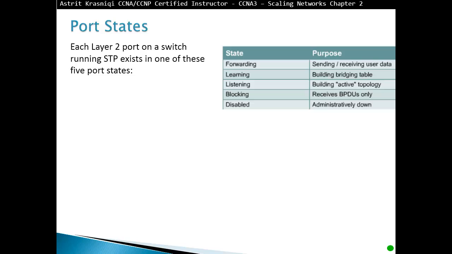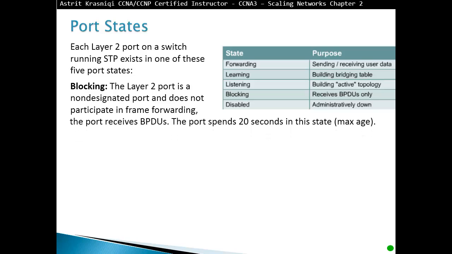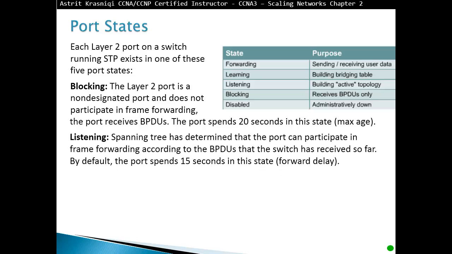Each layer 2 port on a switch running Spanning Tree Protocol exists in one of these 5 port states. So it can be blocking. The layer 2 port is a non-designated port and does not participate in frame forwarding. The port receives BPDUs. The port spends 20 seconds in this state, the max age. So in blocking mode, the bridge will still receive BPDUs, but it will not send or receive any user data. And then, if for some reason that port has to transition to forwarding mode, because something has changed, it is going to go through the listening mode.